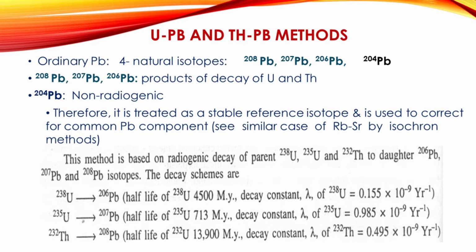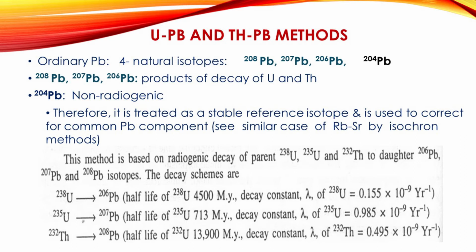The decay schemes are as shown below. The half-life of uranium-238 isotope is 4,500 million years, while the half-life of uranium-235 is about 713 million years, while the half-life of thorium-232 is about 13,900 million years.